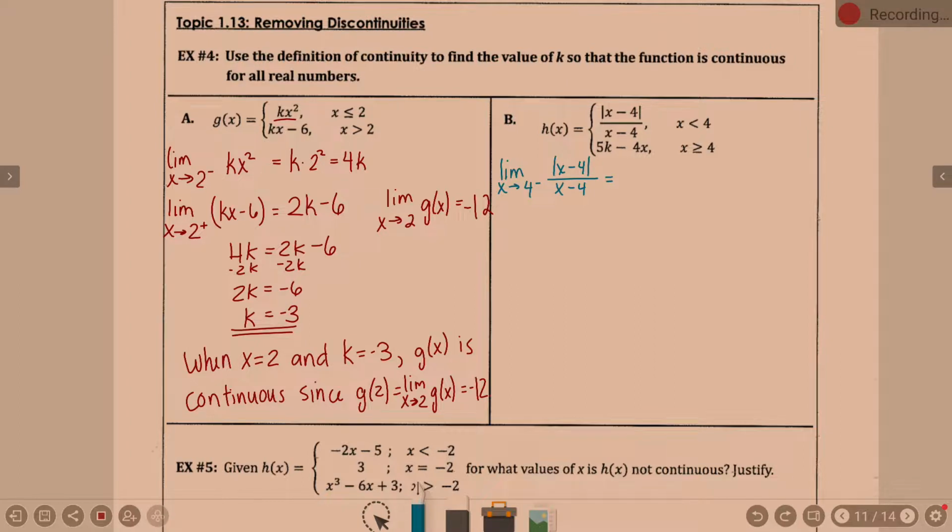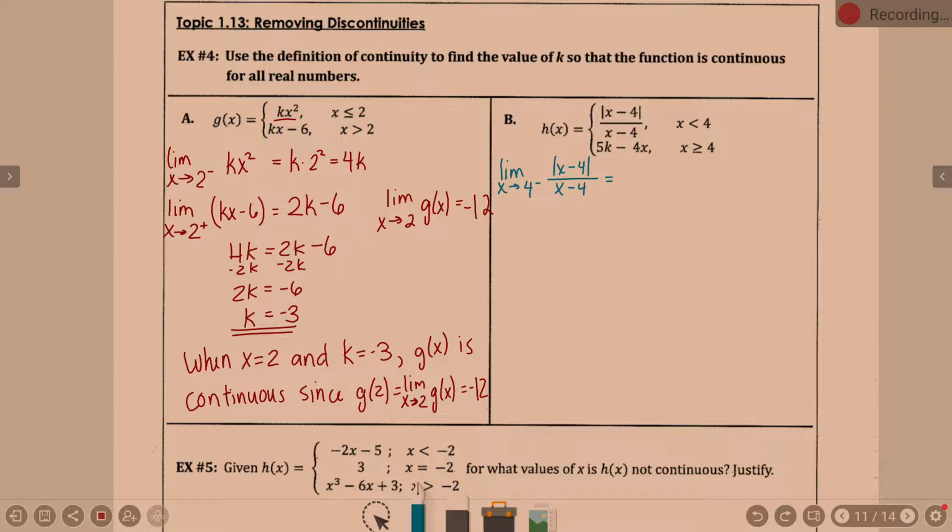This is not one where I can just plug 4 in, is it? And hopefully you've realized that this is either going to simplify to be positive 1 or negative 1, depending on the situation. Well, yeah, positive 1 or negative 1. Oh, I misread my notes. Okay.